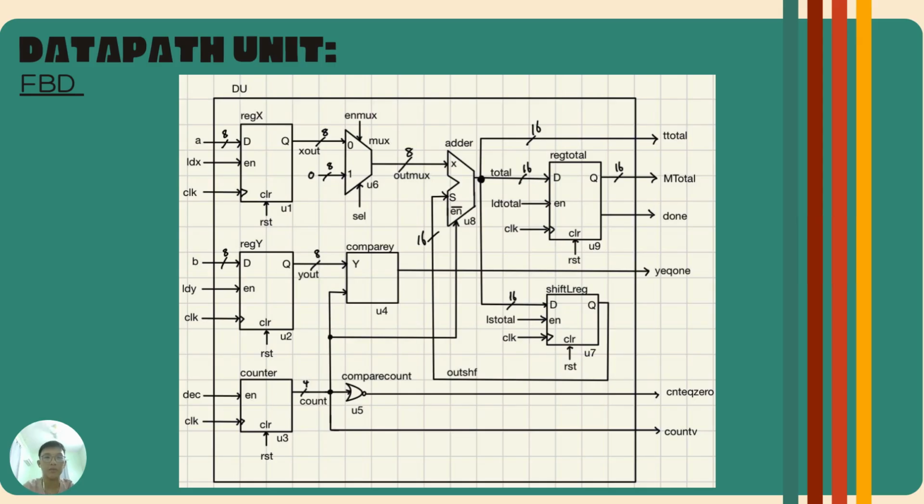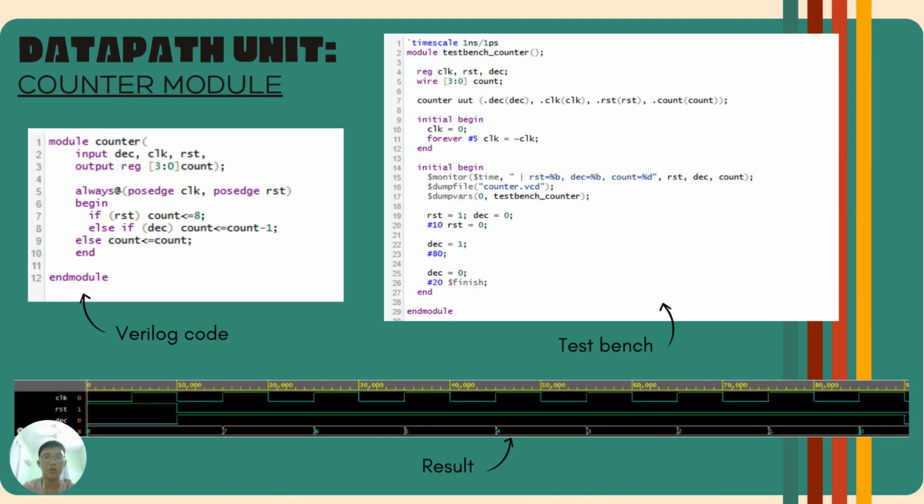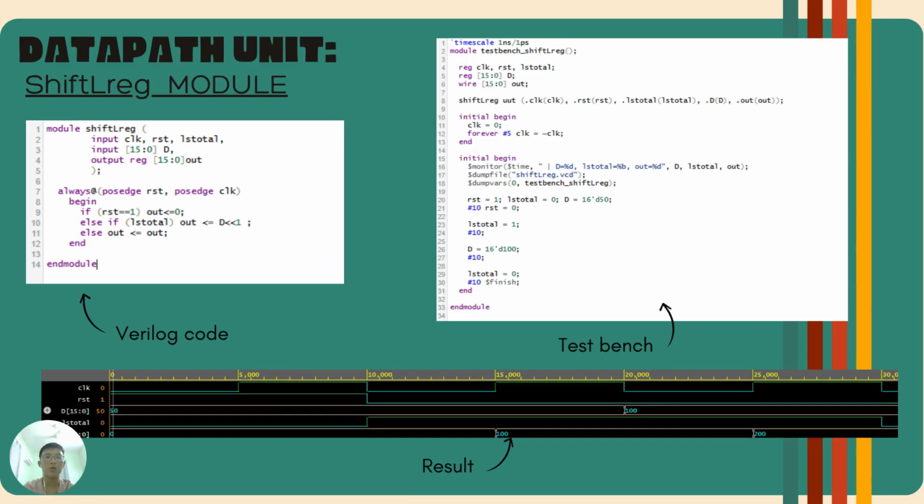So here is the data path unit. This is the full block diagram, which has 2 registers to contain the data of the multiplier and multiplication, the mask and selector to control the addition, the comparator to check whether the least significant bit of y is equal to 1, and the counter. This is the register total to contain the final value, and the shift left register for the shifting. Here is the counter module we will be using, and the adder module and the shift left register module.